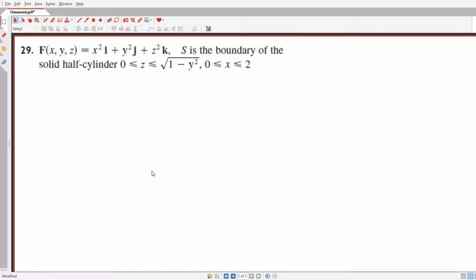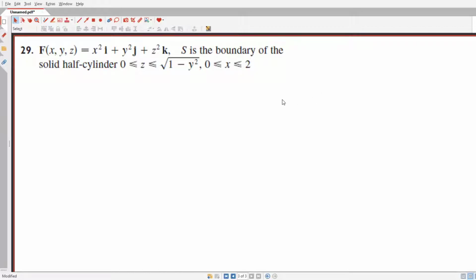Okay, so here it says this is our vector function, and this full question says evaluate the surface integral for the given vector field F over the oriented surface. In other words, find the flux of F across S. So first thing, just like before, we need to parameterize the surface.